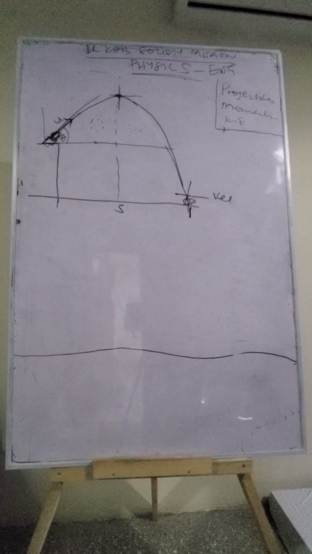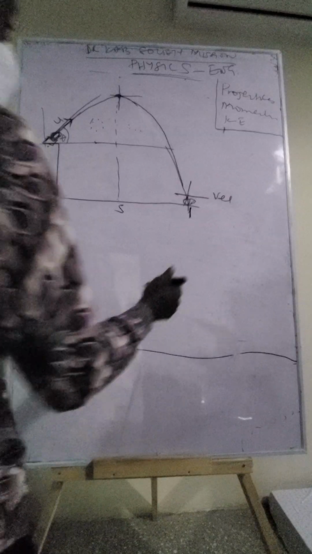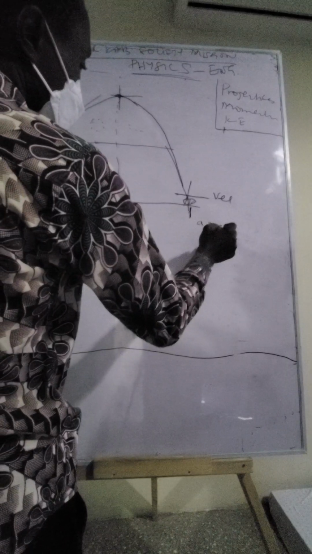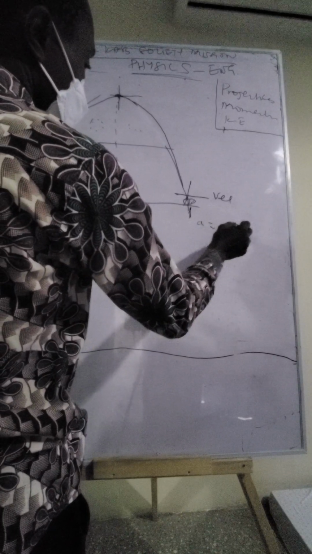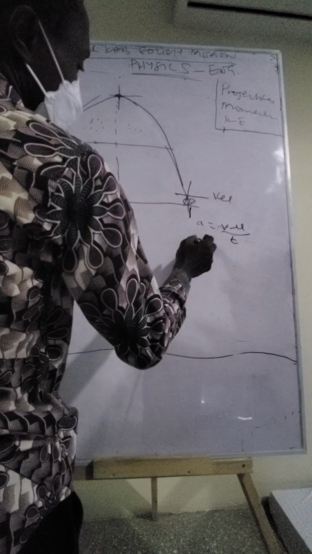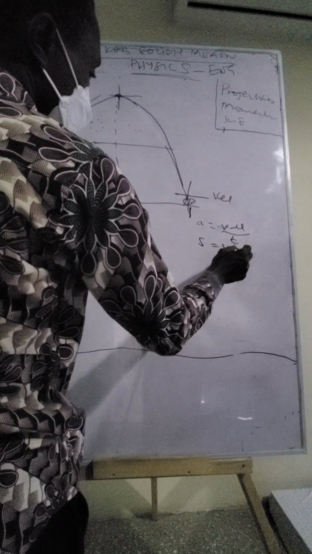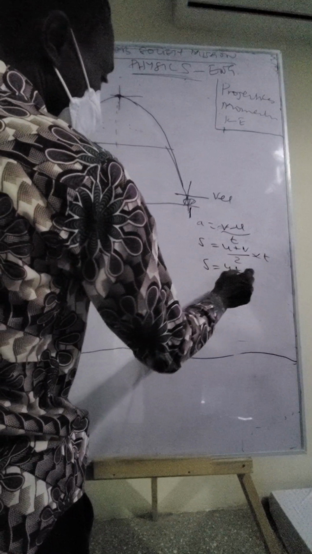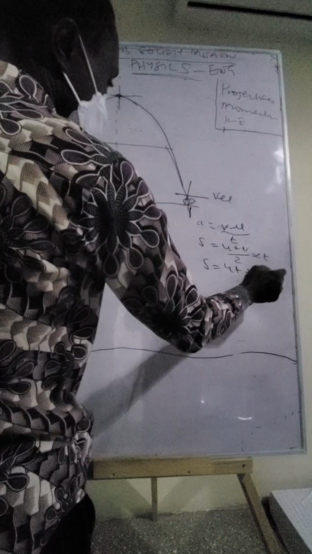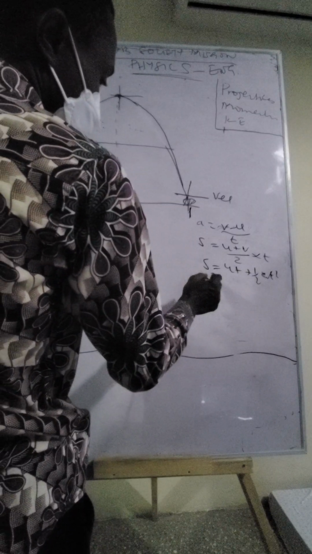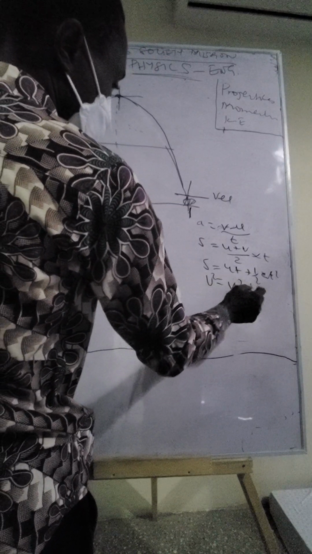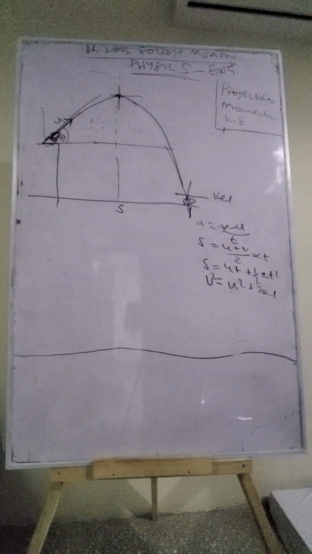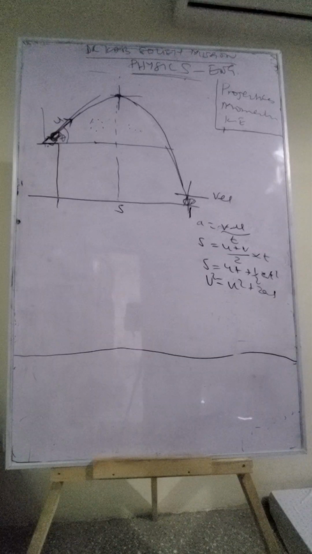So here, how do we get the equations? We already have our equations for linear motion. We have a is equal to v minus u over t. We have s is equal to u plus v over 2 times t. We have s is equal to ut plus half at squared. We have v squared is equal to u squared plus 2as. So these are the equations, and we use them to analyze the projectile motion.